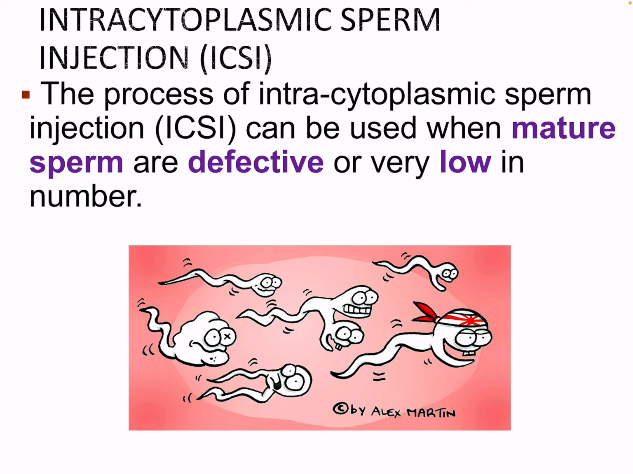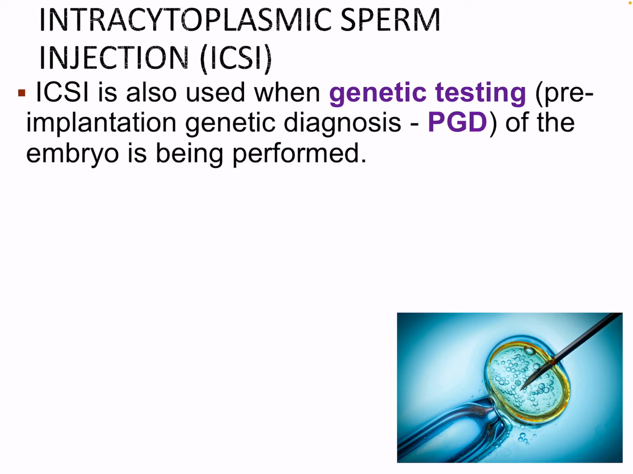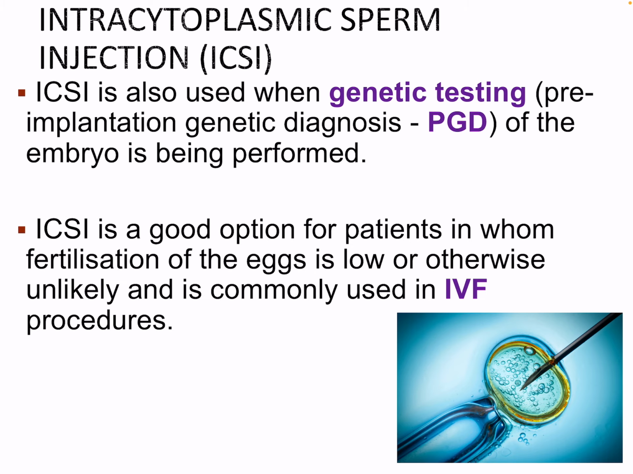So ICSI would be used when there is either a high proportion of defective sperm, so lots of sperm have got abnormalities, or where the sperm count is very low. Okay. It can also be used when genetic testing or pre-implantation genetic diagnosis is being performed, and we're coming to that in a minute. And it's also a good option for people who have problems with fertilisation, and it's very commonly used now as part of IVF, which again we're going to come to in a moment.